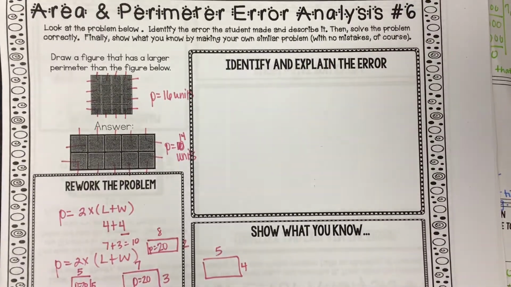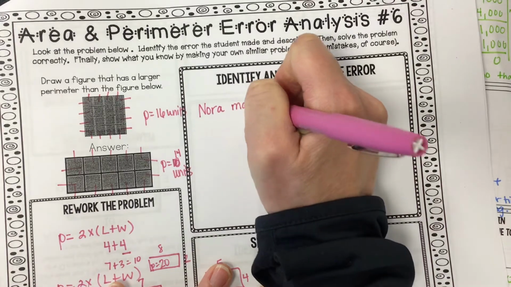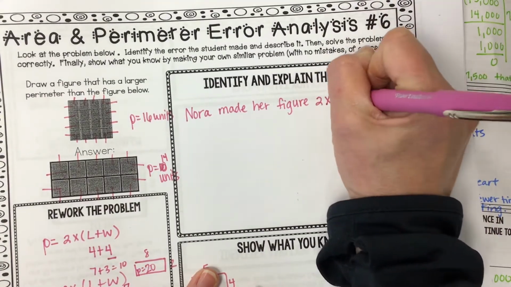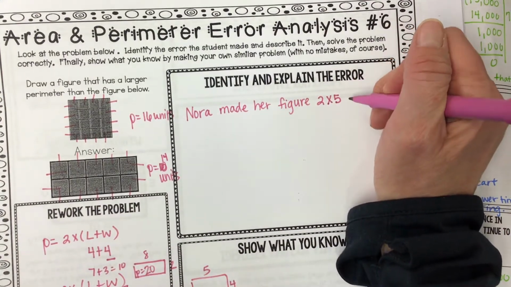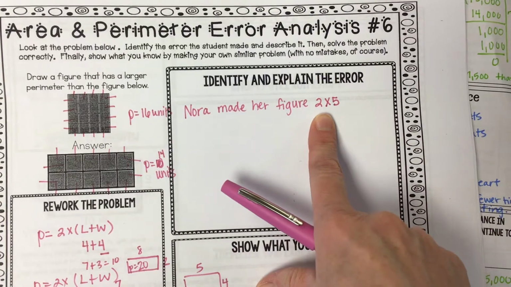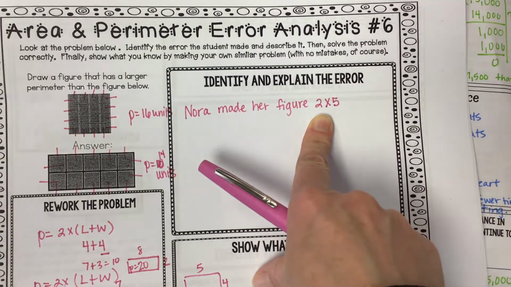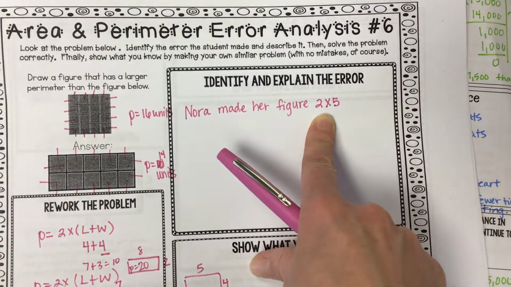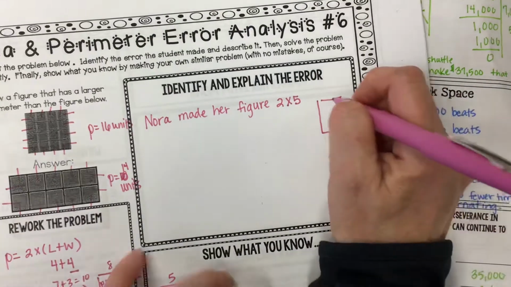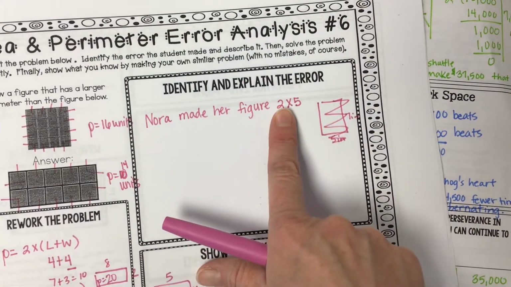Yes, Callie. Nora made her figure 2 by 5. This is another thing that I want to talk about for a second. That X means by. Maybe you've heard someone say, oh, that picture frame's 8.5 by 11. Or I ordered your picture as a 5 by 7. Have you heard that term before? A 5 by 7 picture means that it's 5 inches this way and 7 inches that way. This is how you write 2 by 5 or 5 by 7. You could also use the word by, but this X means by in that situation, okay?